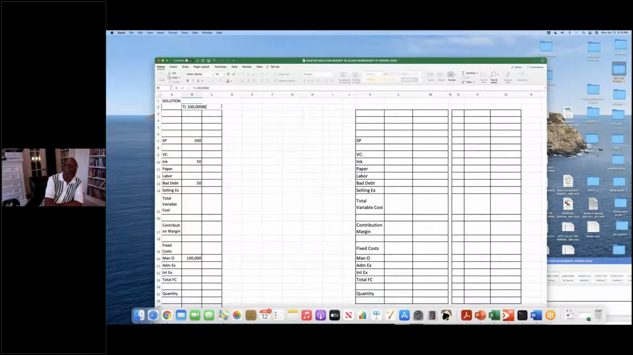One quick question. How did you get $50 for bad debt expense? We're collecting 40% in 1 month and 50% the next. That's 90%. So 10% of the people are not paying. So I simply took 10% of 500. 10% of 500. Okay. Okay, selling price.